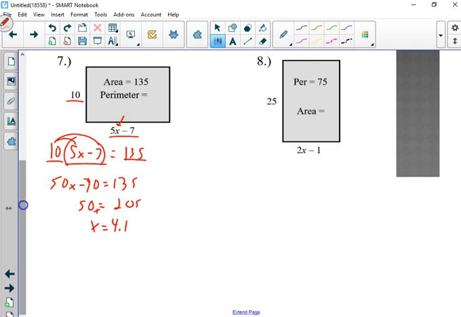So I have to plug that in right there. 5 times 4.1 minus 7. So this is 13.5. So the perimeter is 2 times 10 plus 2 times 13.5. Well, 2 times 13.5 is 27 plus 20, 47 units. Now, did anybody see a quicker way to do that?